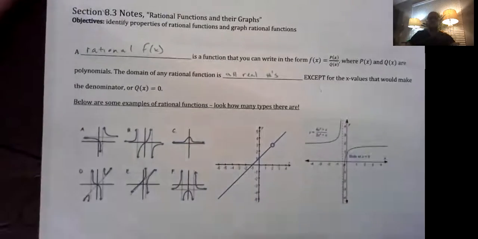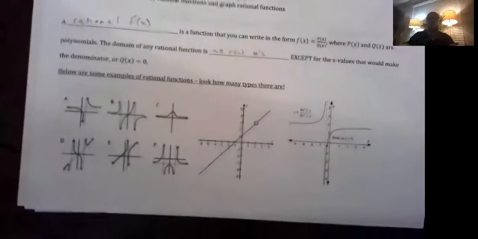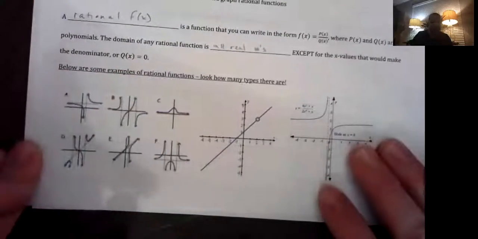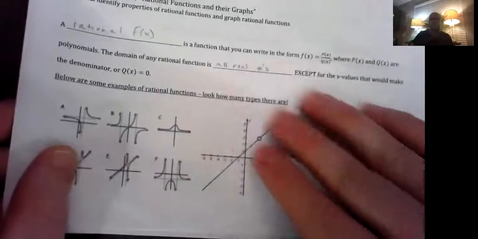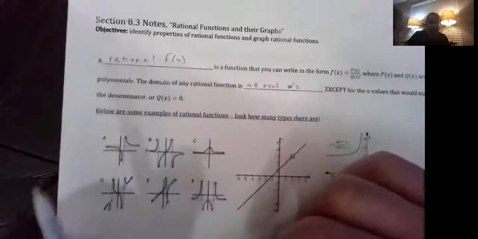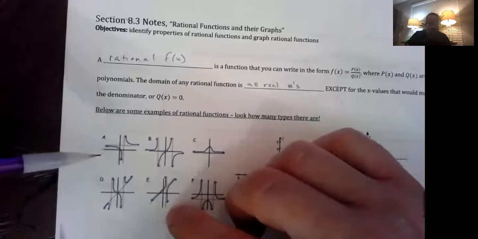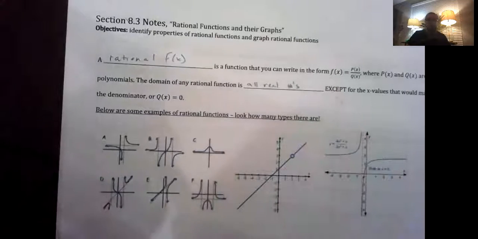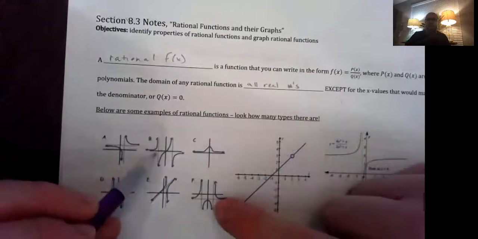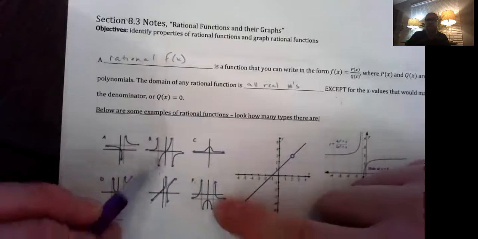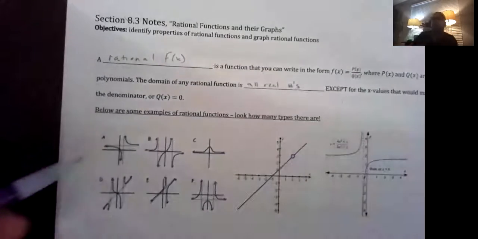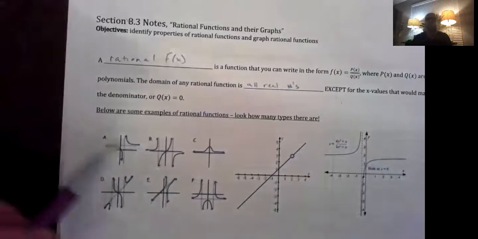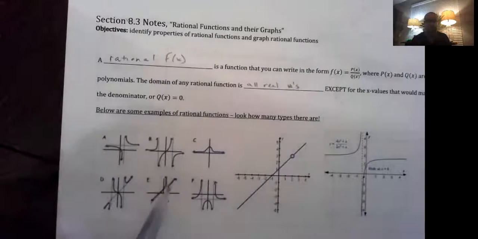Let's just start with A. A is one that we have seen in previous days, where it has a vertical asymptote and a horizontal one. B and F are kind of new in the fact that they actually have two vertical asymptotes, right? So that's a big thing to go through. Those two, B and F, have two vertical asymptotes.